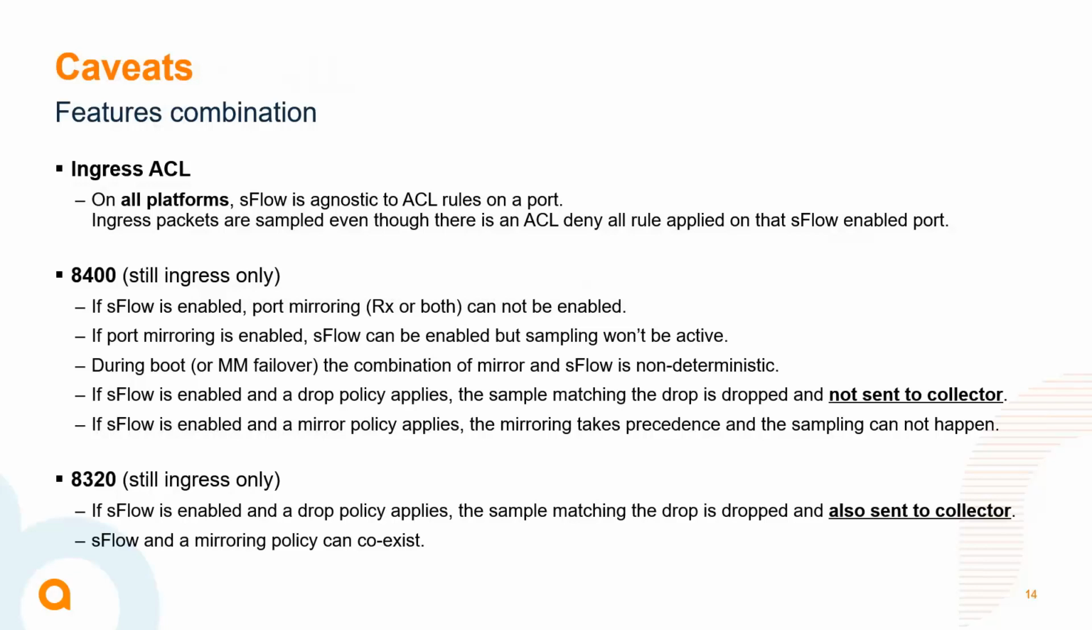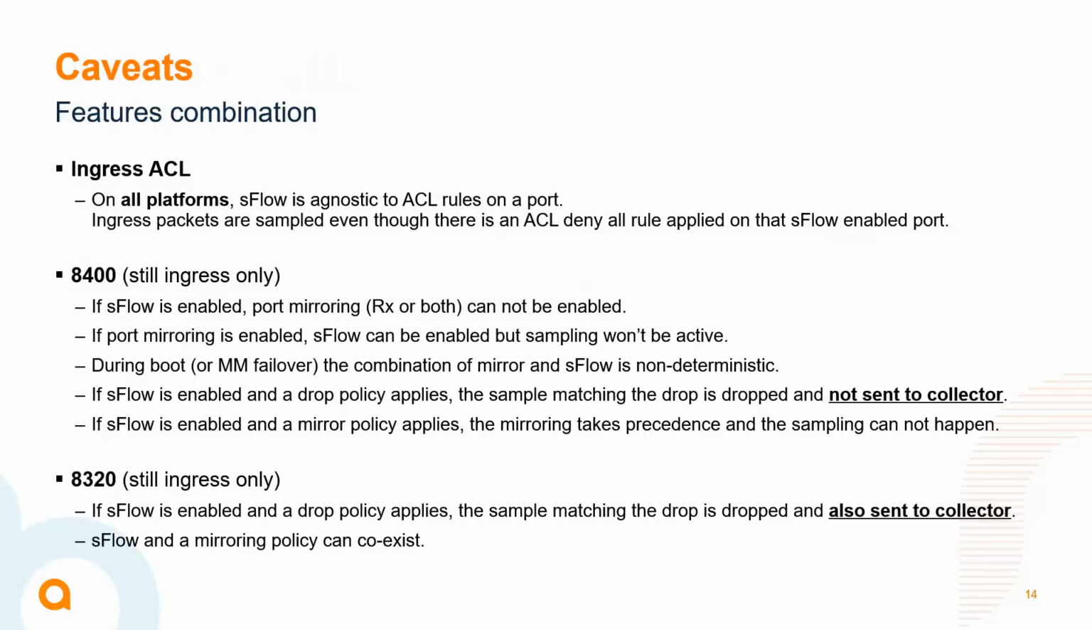So contrary to the access list here, the traffic is not sampled if it is dropped by the policy. If S-Flow is enabled and there is a mirror policy that applies, the mirror policy will take precedence and the sampling will not happen.